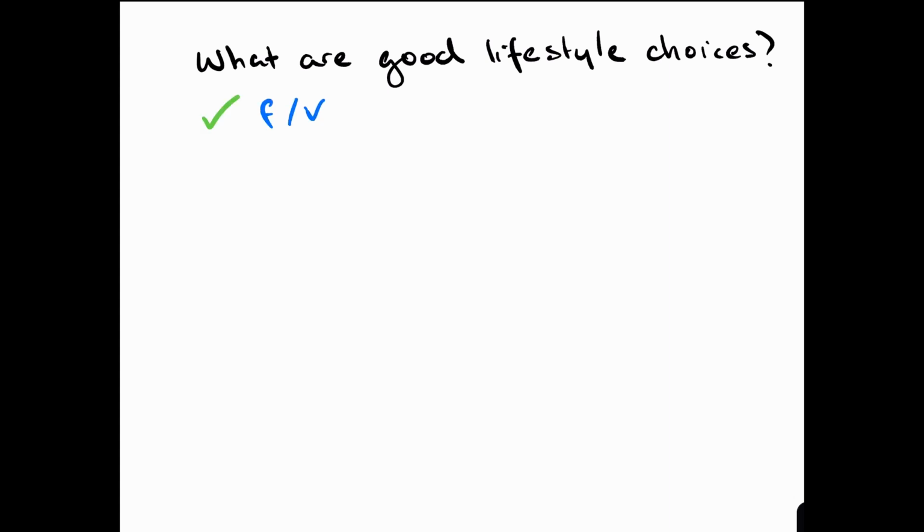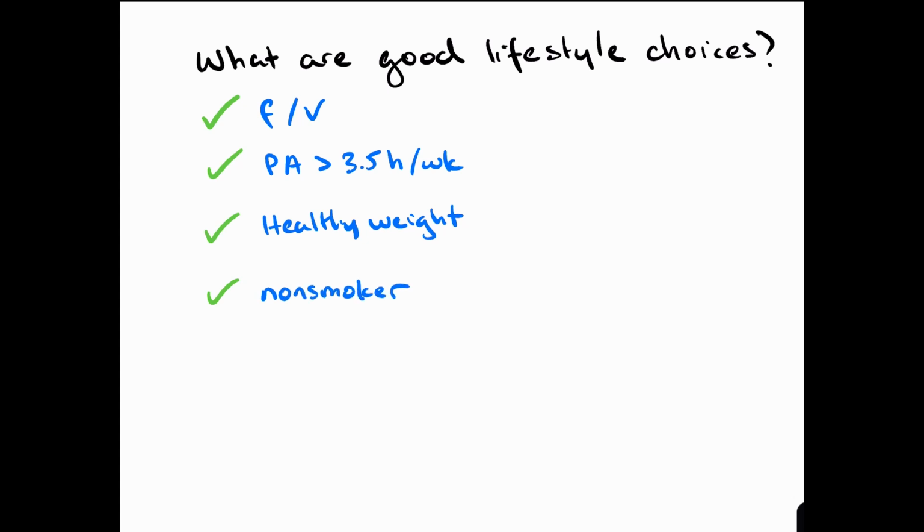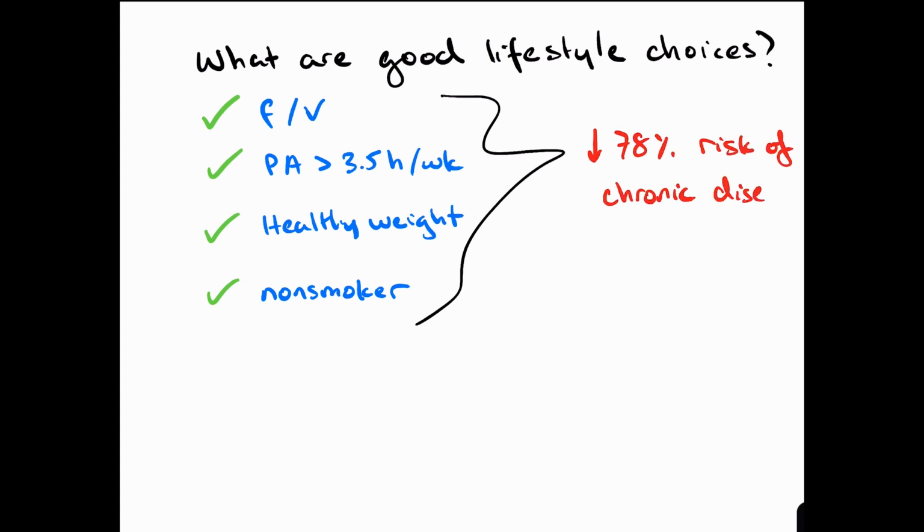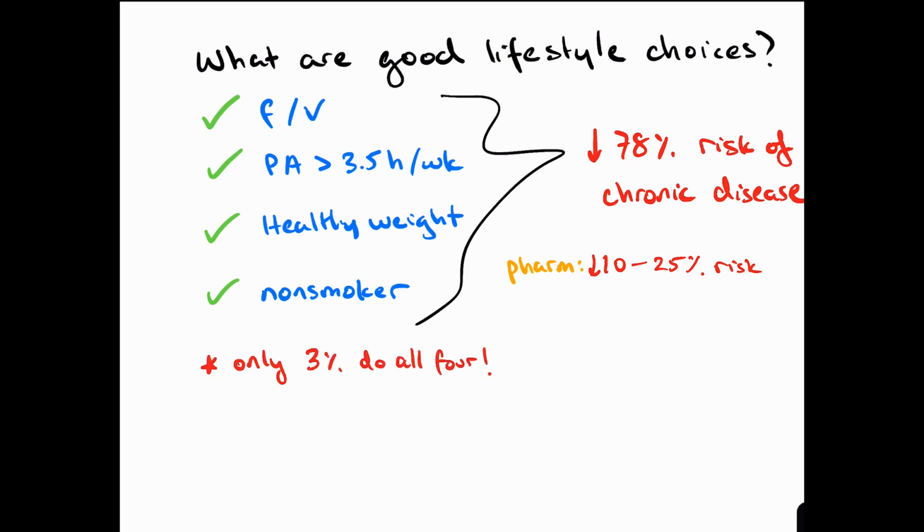So to summarize, what are healthy lifestyle choices? A healthy diet is first, high in fruits and vegetables. Then comes moderate to vigorous physical activity greater than 3.5 hours per week, maintaining a healthy weight, and being a non-smoker. If you do all 4 of these things, you have a 78% lower risk of chronic disease. When you compare that to common pharmaceutical therapies, these only decrease your risk for chronic disease, especially cardiovascular and cardiometabolic disease, by 10 to 25%. So hopefully that puts in perspective the power of these healthy lifestyle choices. Yet only 3% of Americans actually do all 4 of these things.